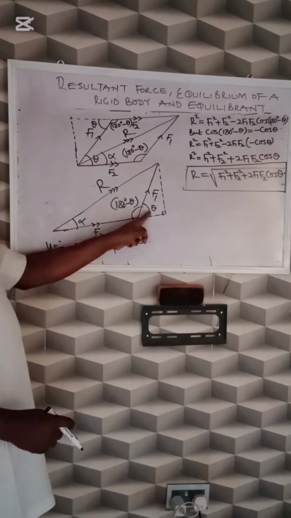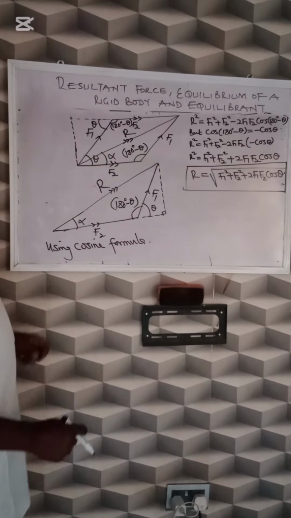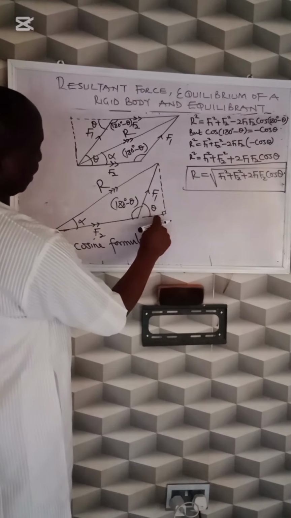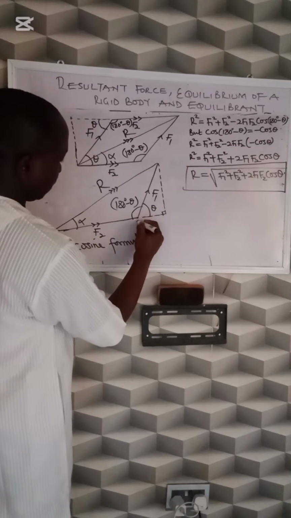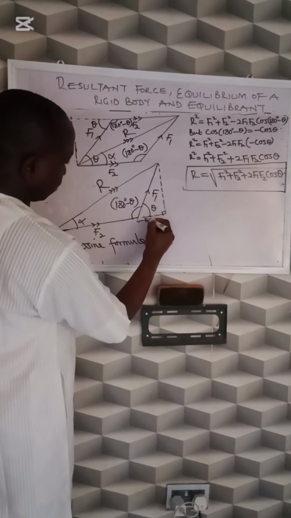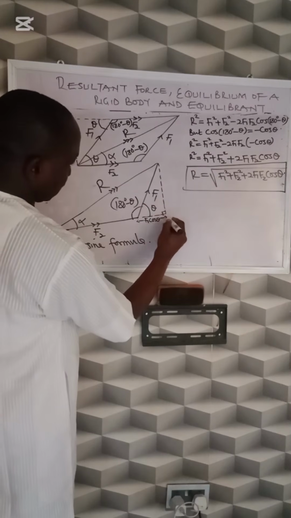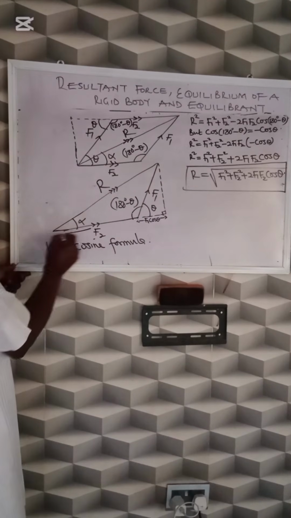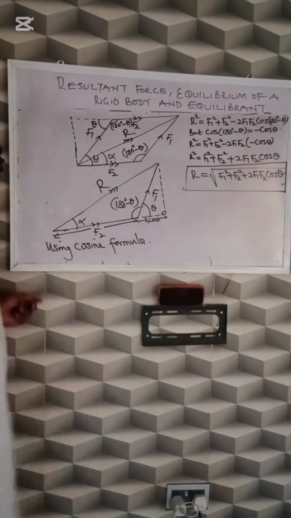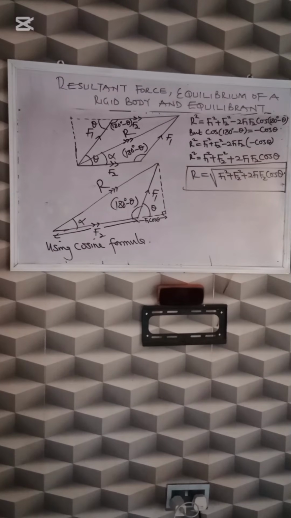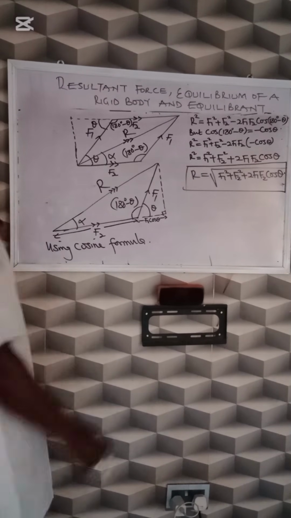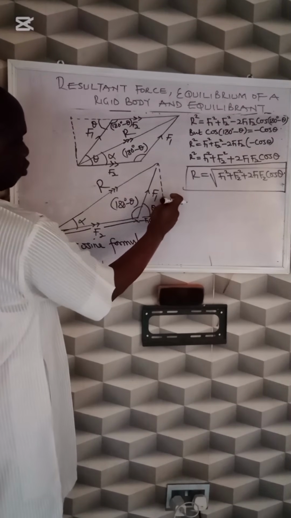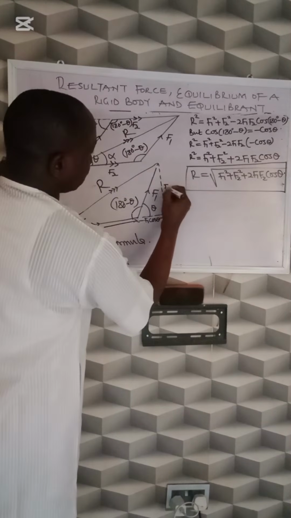I can find from here to here, this is adjacent over hypotenuse. Definitely from here to here will be F1 cos theta. This is adjacent from here to here all over hypotenuse. Don't forget F2 is from here to here. So we have gotten that. Now let's calculate the height here. This is opposite over hypotenuse. Remember this is F1. So this is F1 sine theta.